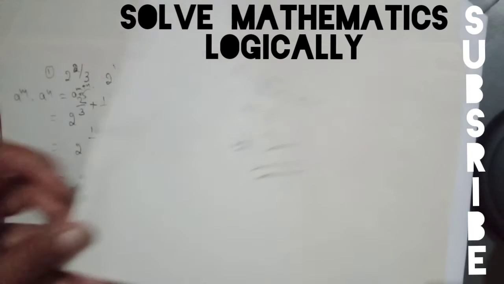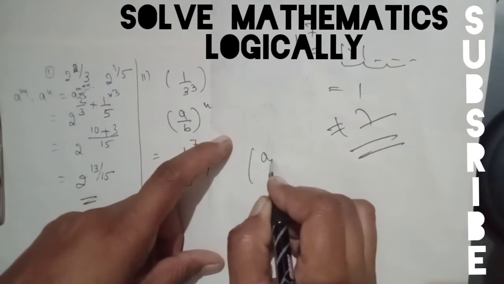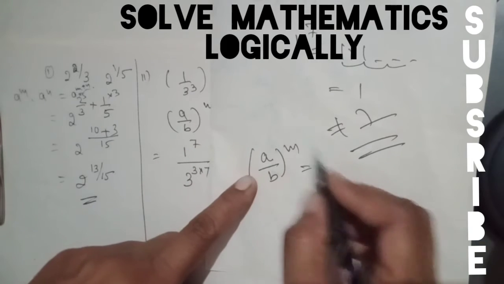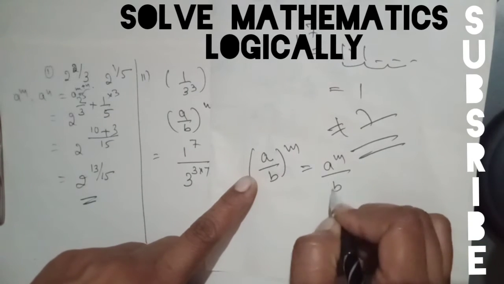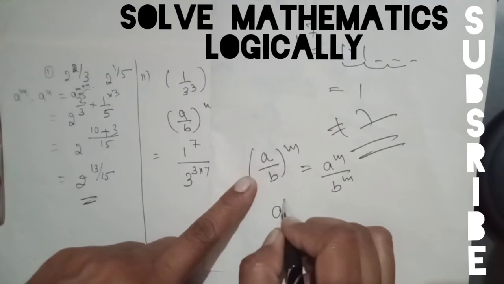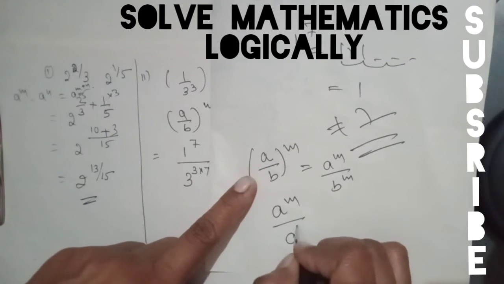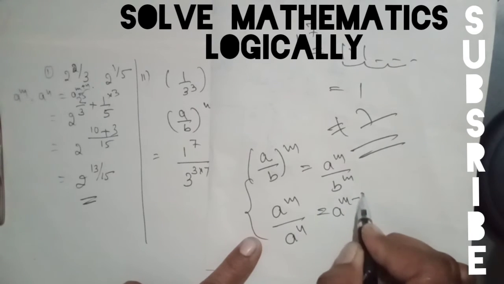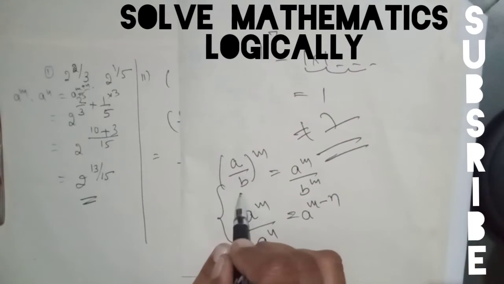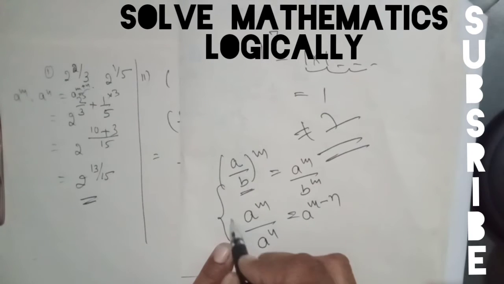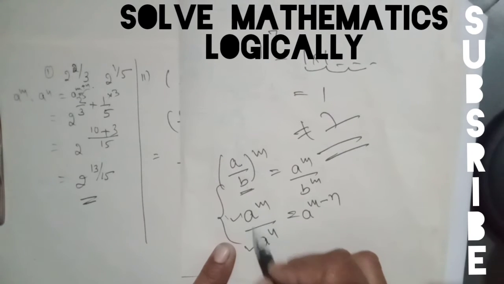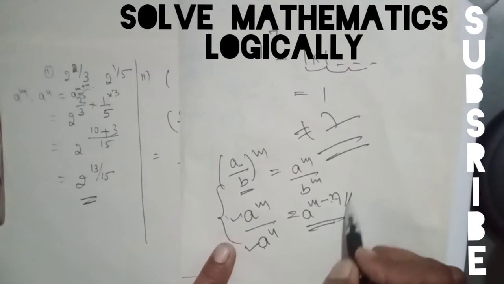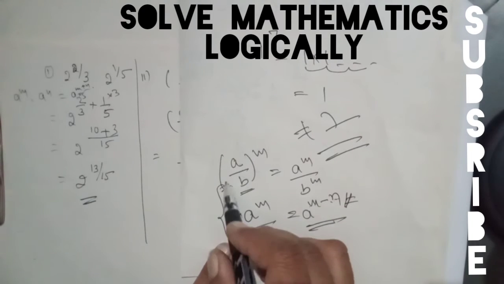What property are we using here? Here, A upon B raised to M is, for the previous problem, A raised to M upon B raised to M. Now see the difference, A raised to M upon A raised to N. See, often you get confused, it is equal to A raised to M minus N. What is the difference here? The bases are different here, but here the bases are the same. In that case, you are subtracting the powers. Remember this one. Often this one and this one confuse.